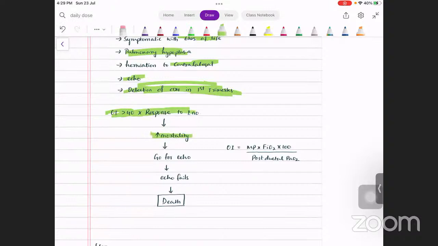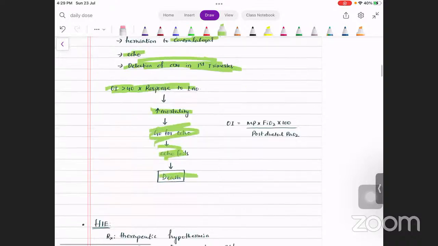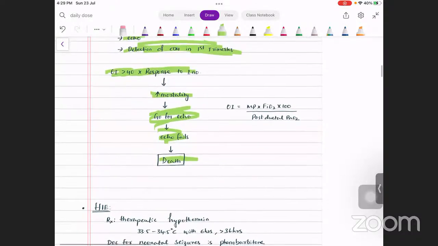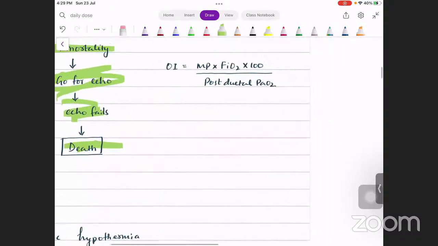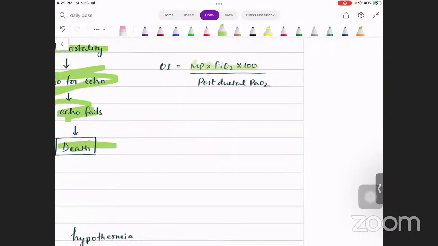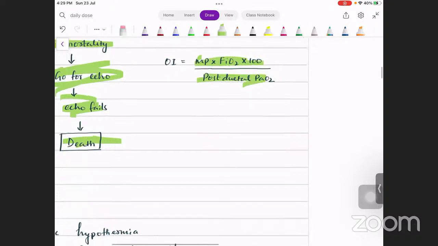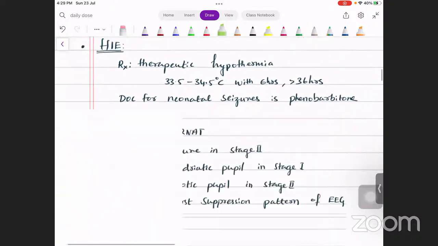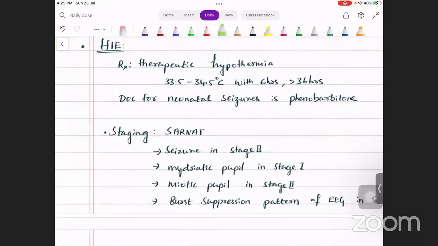Go for the echo, and if the echo fails, then you can say that the baby is dead. How do you calculate the oxygenation index? MAP into FiO2 into 100 divided by postductal PaO2 is your oxygenation index. And apart from that, HIE, hypoxic ischemic encephalopathy.